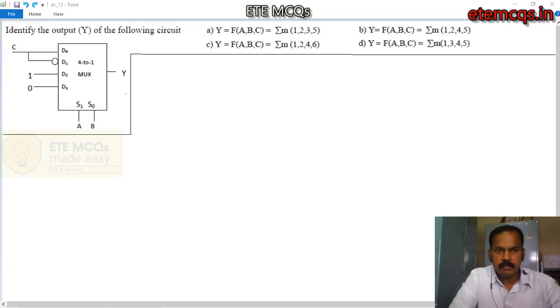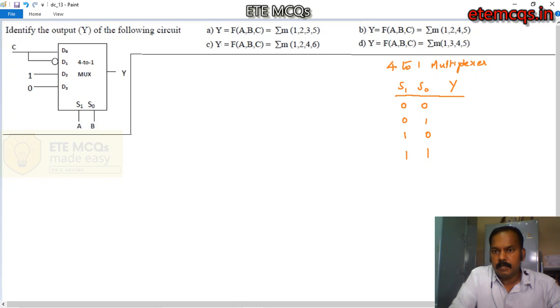Before we proceed further, let us see the basic truth table and the respective Boolean function, the output function of a multiplexer. The truth table can be of this form. The selection lines are S1, S0. The output is Y. The four possible cases you can have for S1 and S0 are 0 0, 0 1, 1 0 and 1 1.